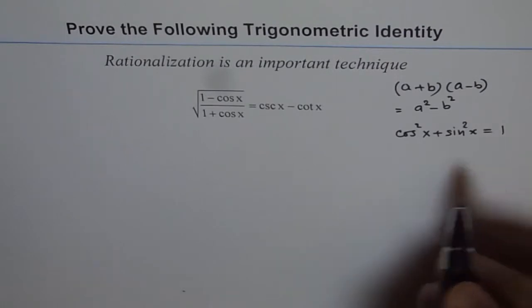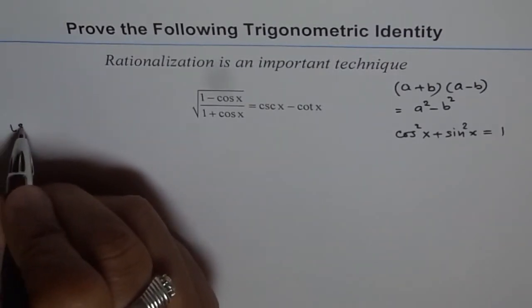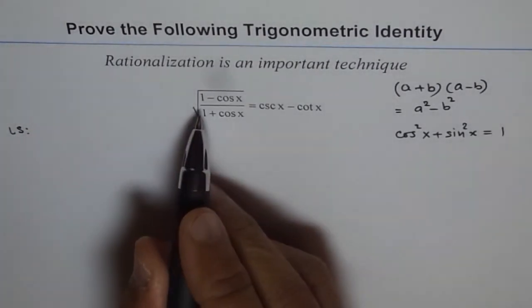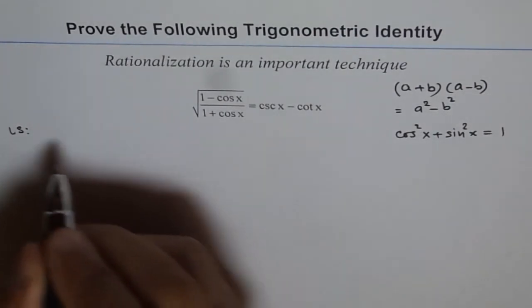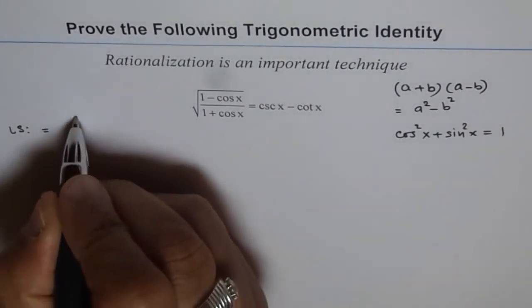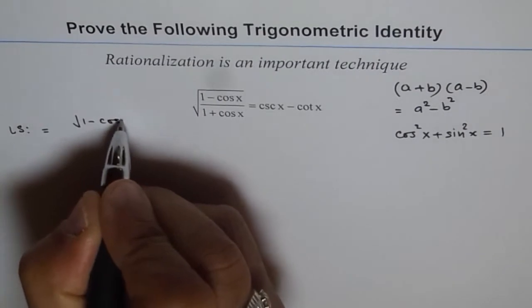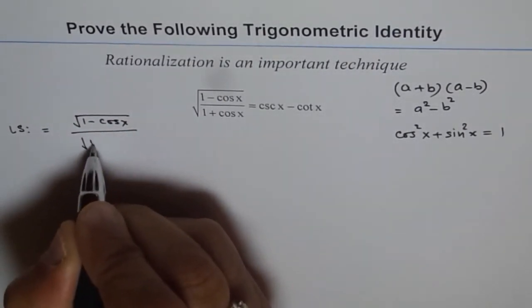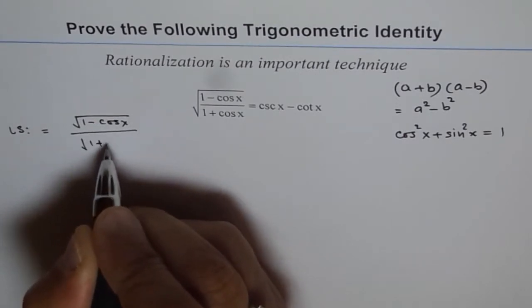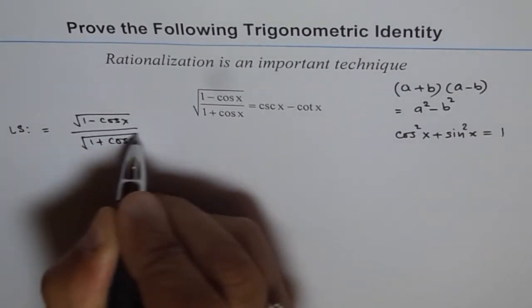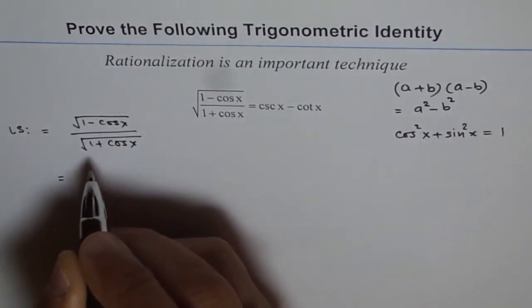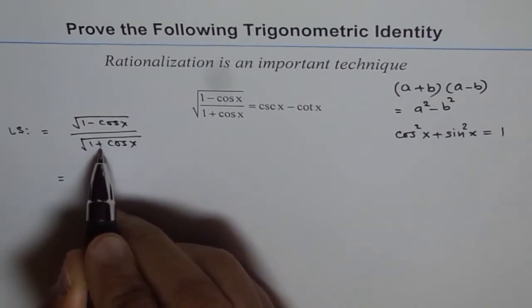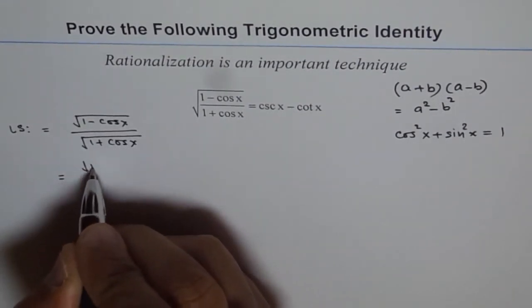Okay. So to solve this, we'll start with the left side, and we'll write the square root as equal to square root of 1 minus cos x divided by square root of 1 plus cos x. Now when we are going to rationalize it, then we'll multiply and divide by the square root of 1 minus cos x. Okay, so we'll do that.